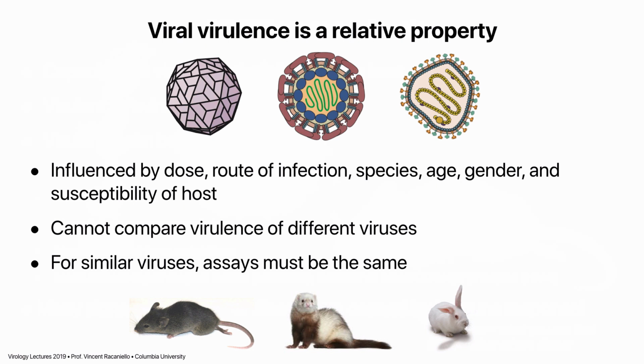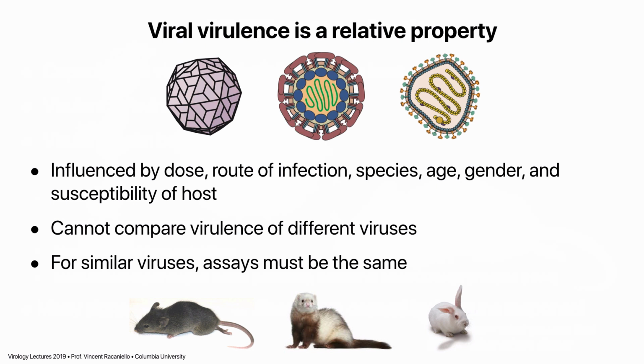And so if you wanted to compare similar viruses, like we have 3 serotypes of poliovirus, you could, because they're all polioviruses, but you'd have to put them all in the same animal by the same route and the same dose, etc. Otherwise, if you change one thing in the virulence assay, you can't compare them. So that's what I mean by it's a relative property.